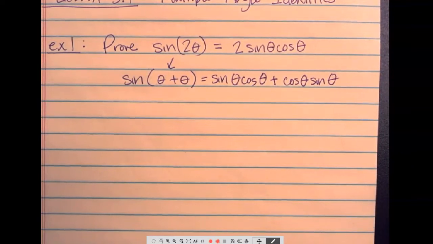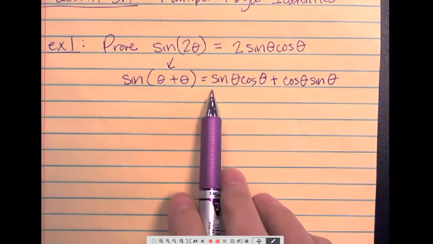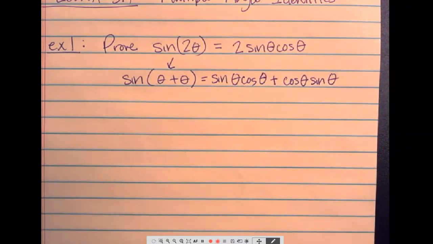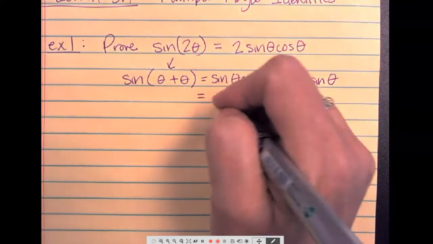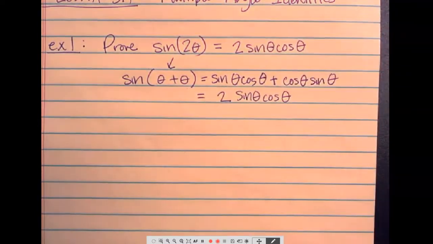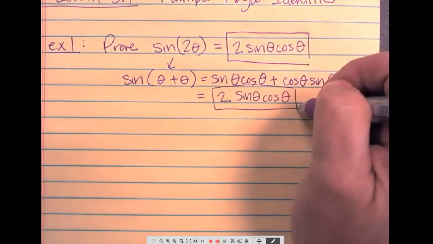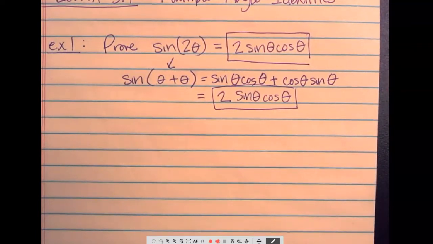Okay, multiplication is commutative. What does that mean? You can switch it around. Isn't 2 times 5 the same as 5 times 2? Okay, so isn't sine cosine the same as cosine sine? So if I have that plus that, what does it equal? 2 of those things, right? 2 of these things. And look what we were trying to prove. That it equals that. So there's our proof. Question on that.